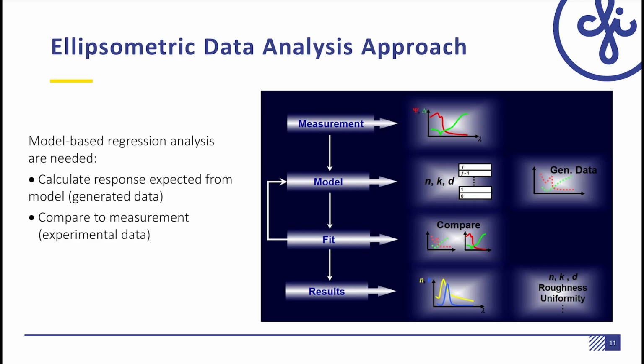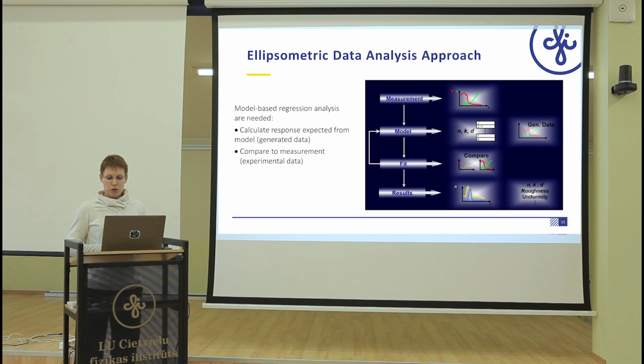And then we do fitting. The simulated data are compared with the experimental measurements. The model is iteratively refined to minimize the difference between the measured and calculated data, the so-called regression analysis. And then we arrive at the results. Once the best fit is achieved, the model yields material and structural parameters, and possibly also surface roughness and any other inhomogeneities the sample may have.